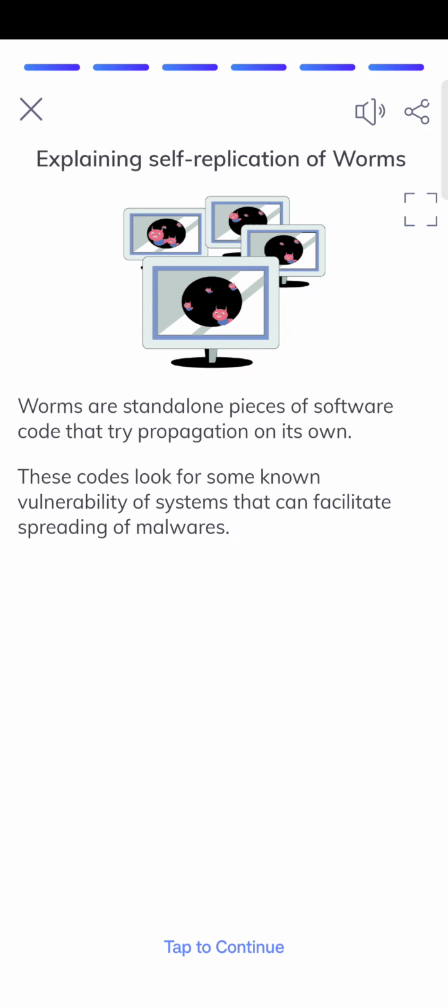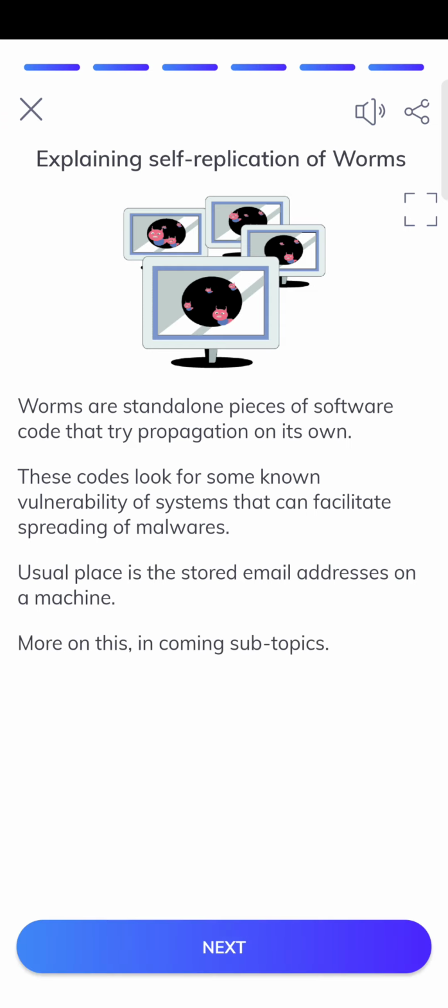These codes look for some known vulnerability of systems that can facilitate spreading of malware. The usual place is the stored email addresses on a machine. More on this in coming subtopics.